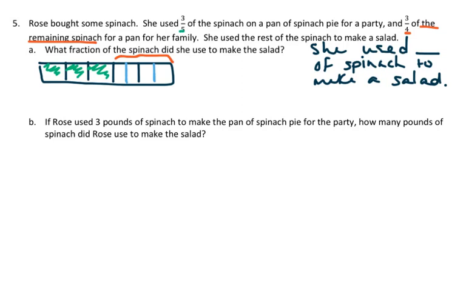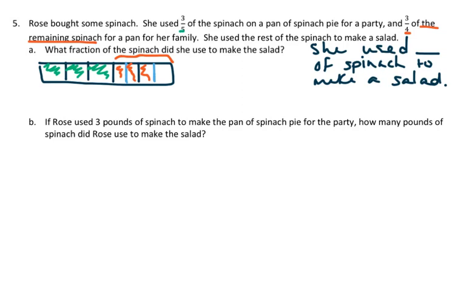And she uses 3/4 of what's remaining. So she uses 1, 2, 3/4 of what's remaining for a pan for her family. So she uses the rest of the spinach to make a salad. So what fraction of the spinach did she use to make the salad?